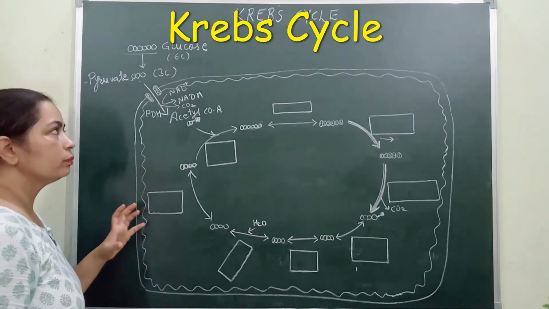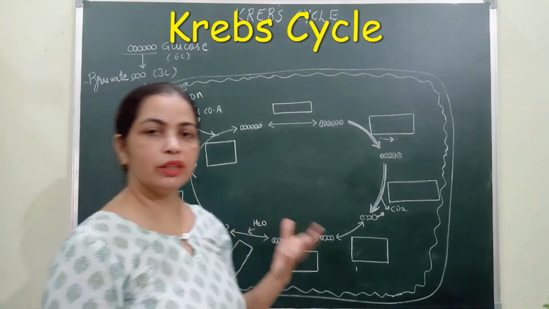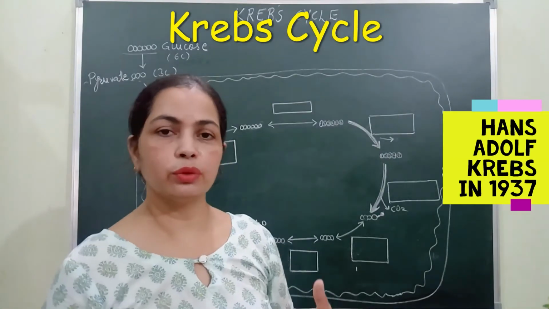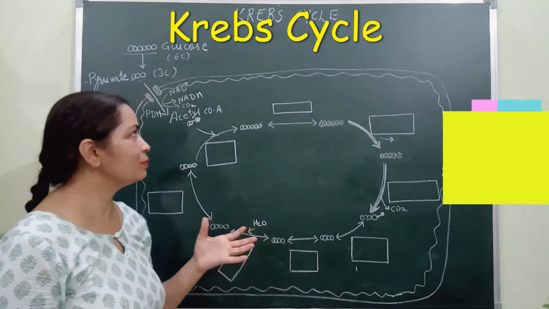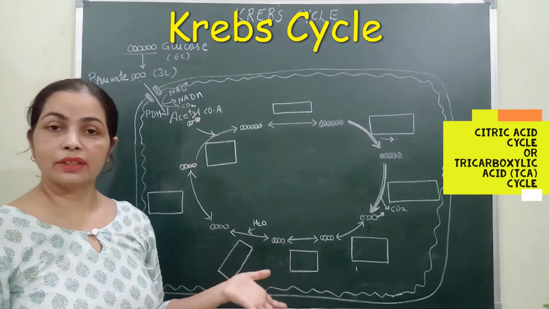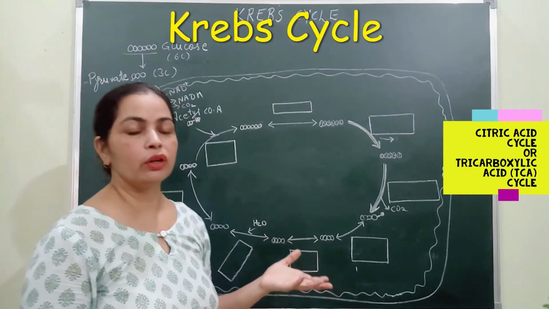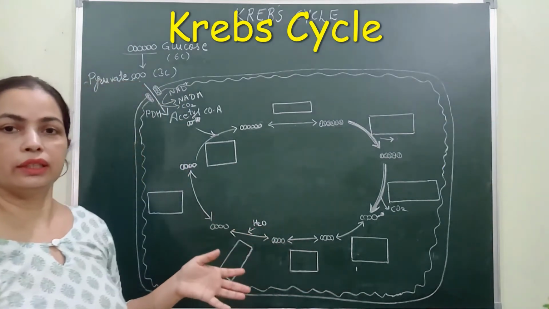Now why do we call Krebs cycle a Krebs cycle? Because it was discovered by Professor Hans Adolf Krebs. So in his honor it is named Krebs cycle. It is also called the citric acid cycle, or the tricarboxylic acid cycle, or TCA cycle. Those are the other names.